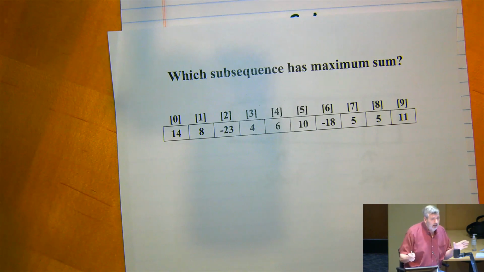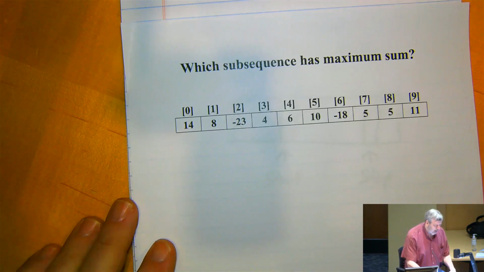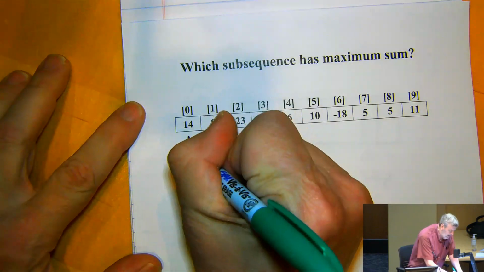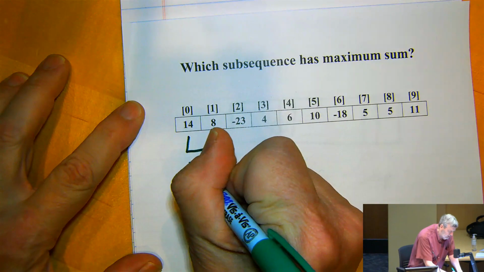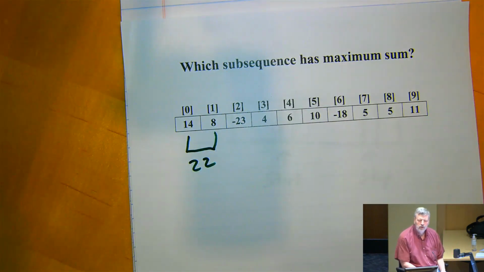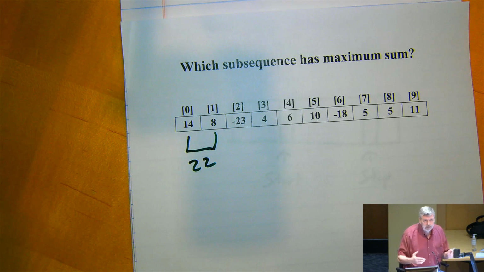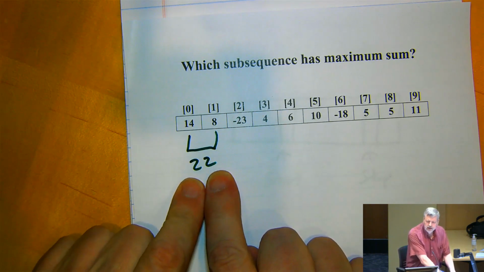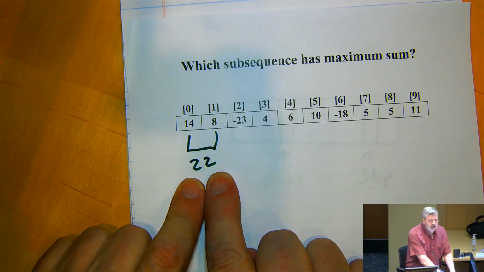And usually I succeed at tricking people when I do this. Somebody points out that this looks pretty good. This is a sum of 22. That is a pretty good answer if you were looking for the maximum subsequence here. But it turns out that's the wrong answer. I kind of trick people in general. If you came up with this answer, you're in good company, because I usually get lots of people to make that mistake. The thing is, you have to look really carefully and think it through.